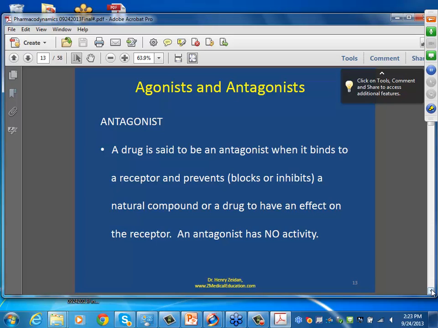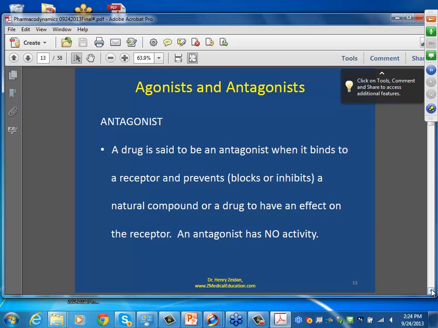Antagonist is the other way around, a drug that blocks and prevents the response, the production of the response. Okay. If you have too much of the effect, you have to slow it down. So you have to utilize an antagonist drug.